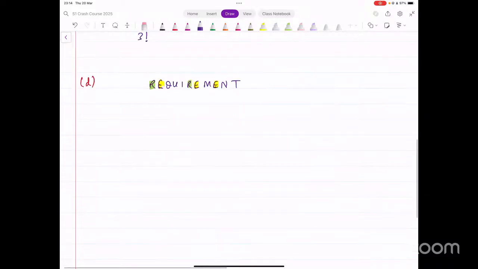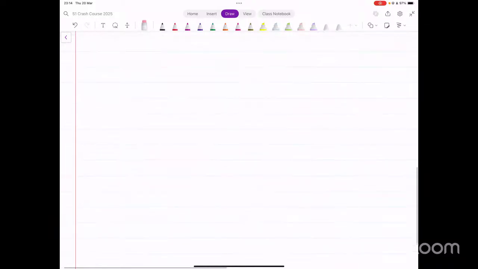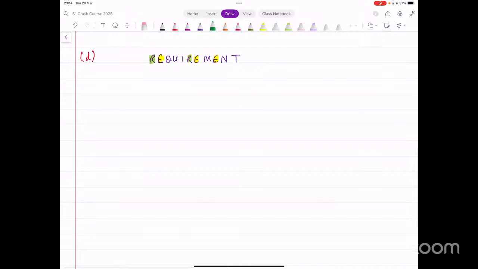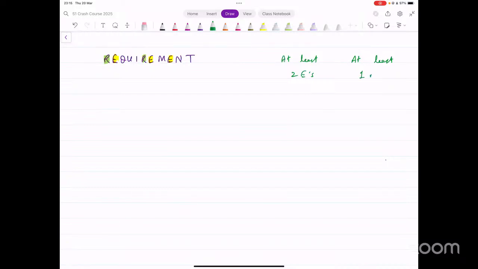But there's a condition that we've got as well. The condition is that we need to have at least 2 E's and at least 1 R. Let me write that down here. At least 2 E's and at least 1 R. That's the condition that we have.